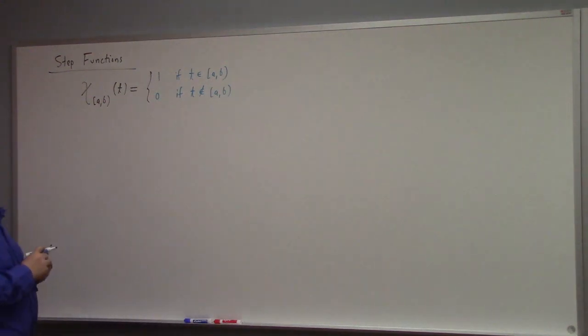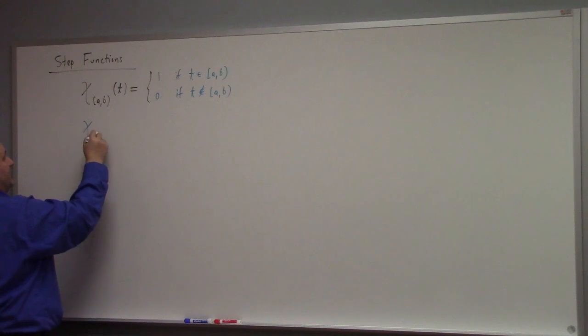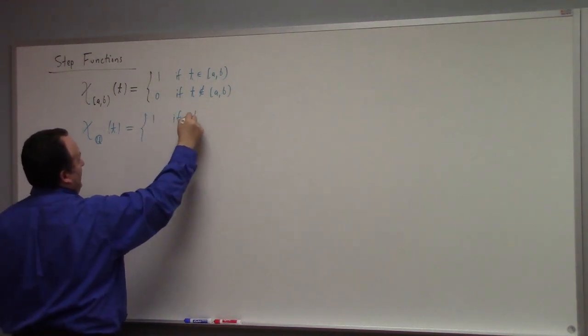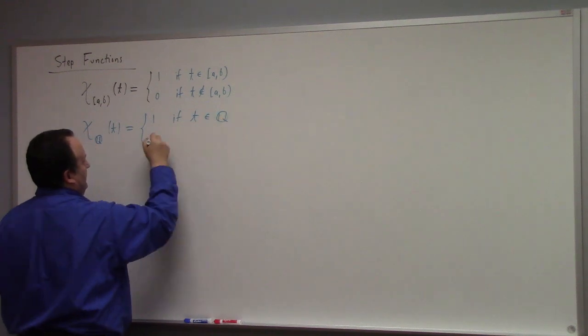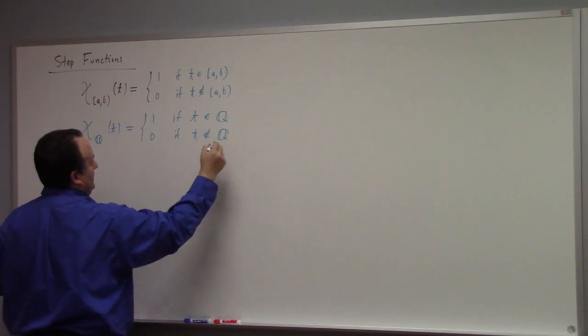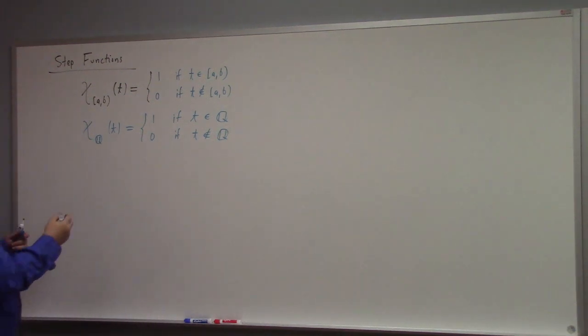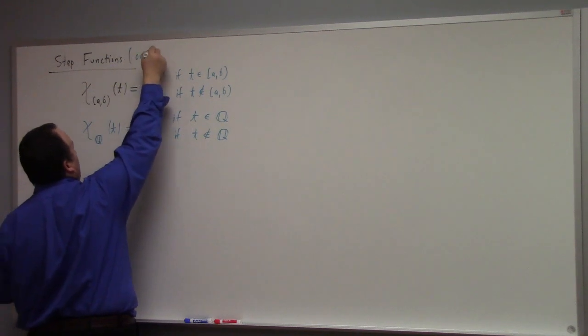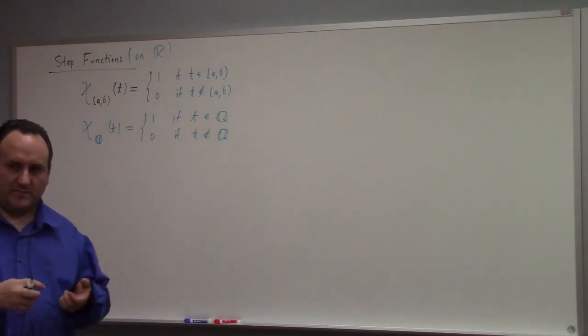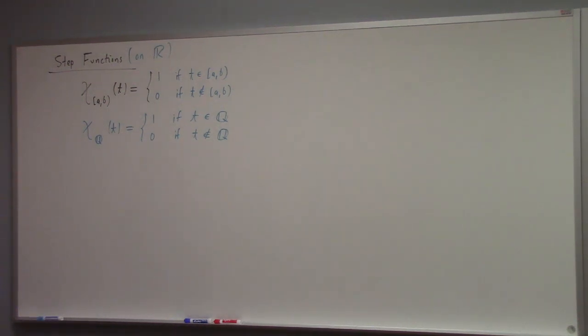So, for example, you can talk about the characteristic function of the rationals. This is a kind of funny function. It's one if t is rational, and it's zero if t is irrational. And so the backdrop here is we're gonna talk about step functions on the reals. As he mentions, the approach of this book is to first develop the Lebesgue integration over the real numbers, then bump it up to the complex numbers, then bump it up to functions of Rn. That's the progression of ideas.